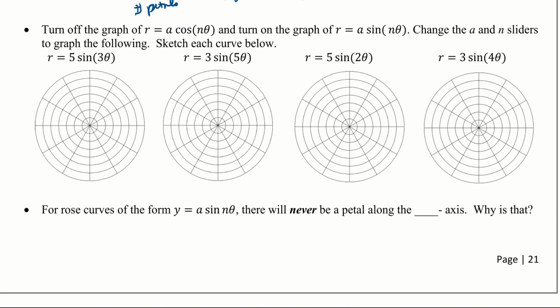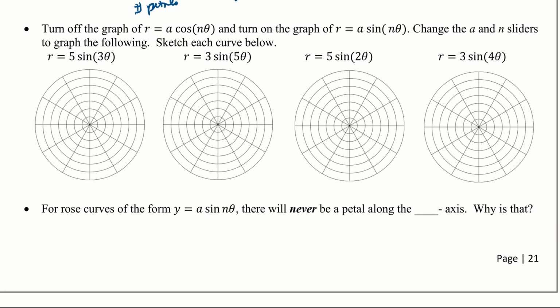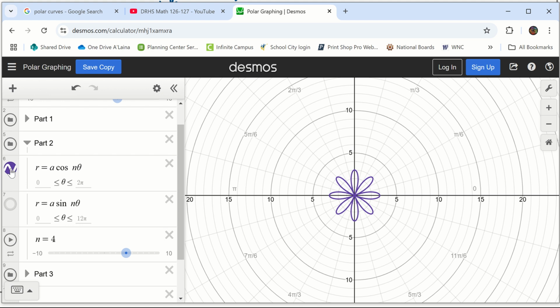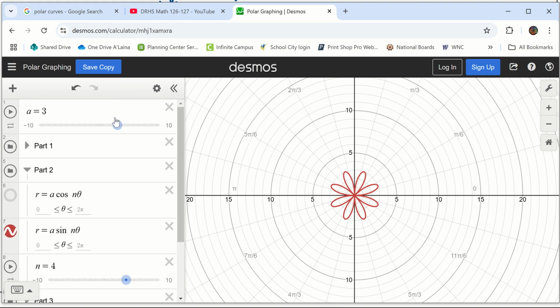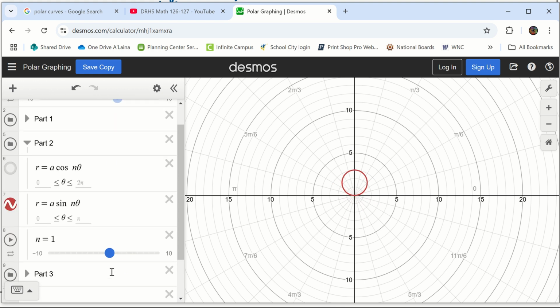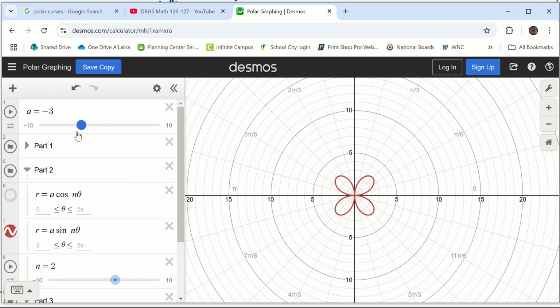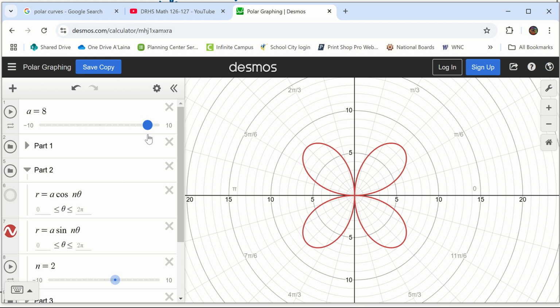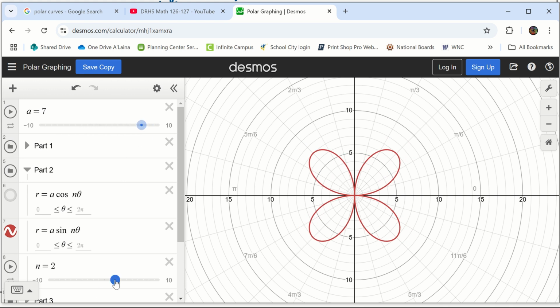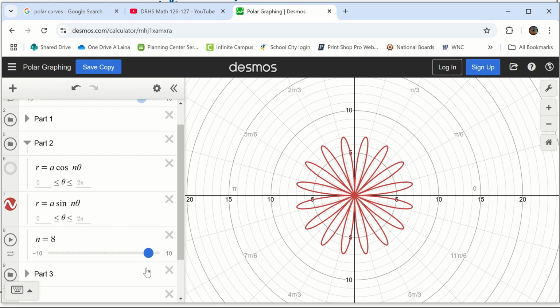All right, let's turn off the graph of our cosine, turn on our sine. We're going to explore again and then sketch each of these. So I'm going to turn the purple one off, and turn on this one. So this is sine. We're going to start by exploring. Maybe I'll just put this at something easy. I'll put it at 2. Notice 4 petals because n is even. And if I move around with A, I will see all sorts of size changes for those petals. And if I change n, it'll change how many petals.